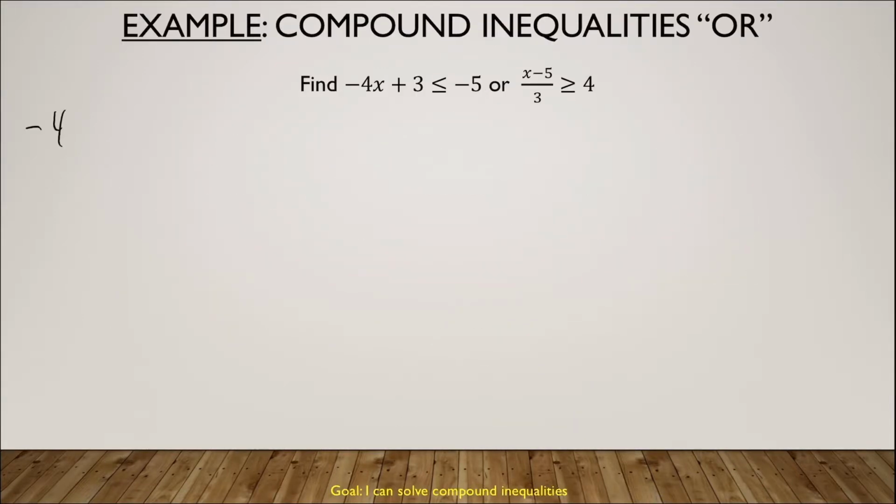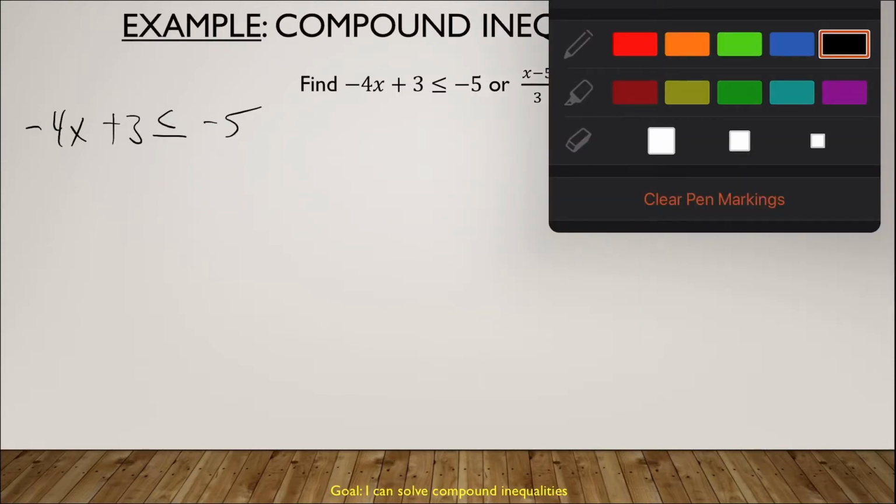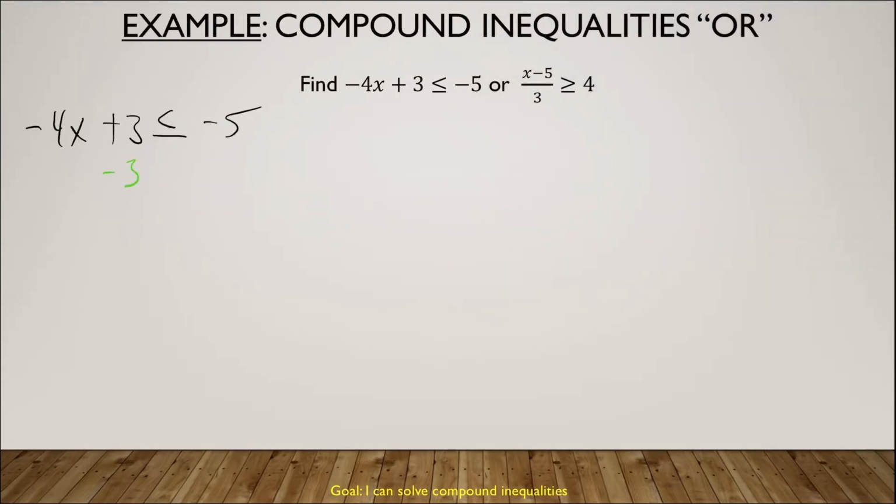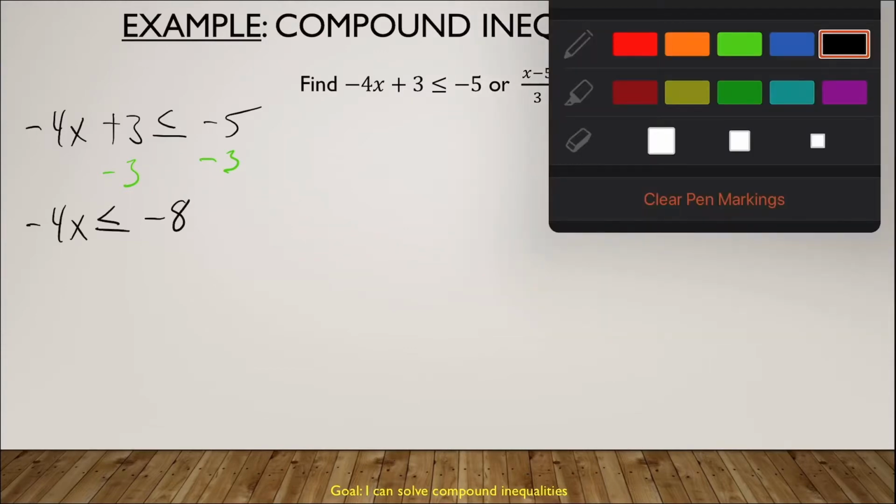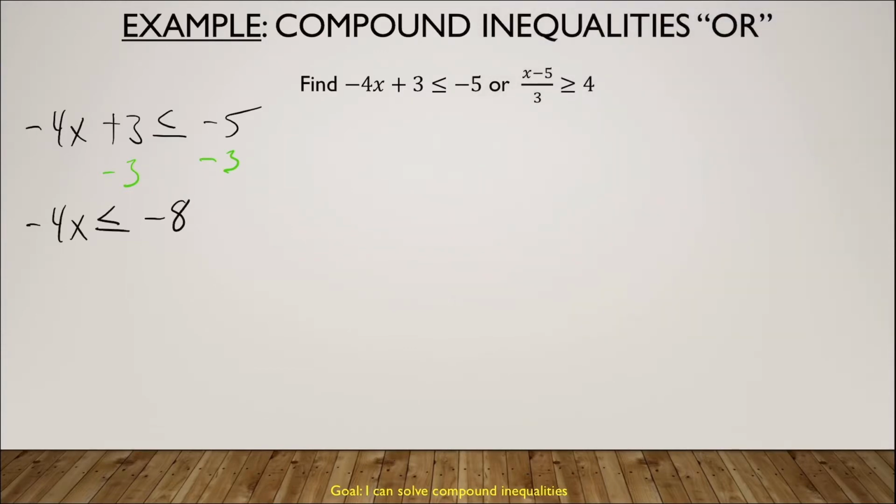Okay, so once again, the first step is the same. We're still just going to solve for this inequality. So I'm going to subtract 3 from both sides. I get -4x is less than or equal to -8. Then we have to divide by -4, since -4 is being multiplied by x. Since I'm dividing by a negative number, my inequality switches, and we get x is greater than or equal to -8 divided by -4, which gives me 2. So there's one inequality.